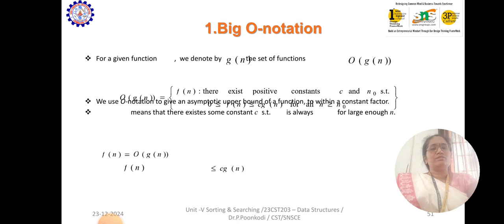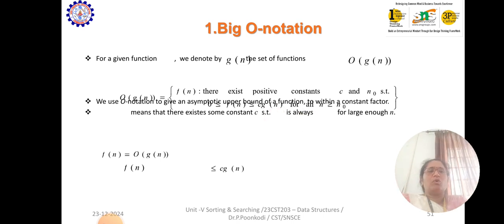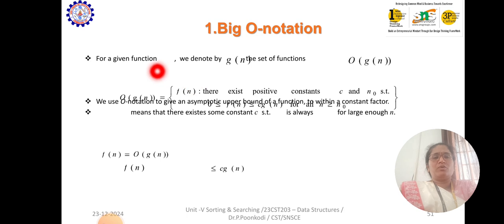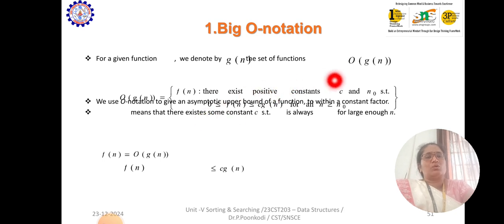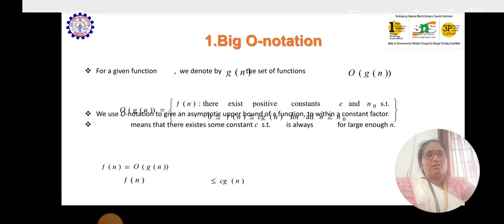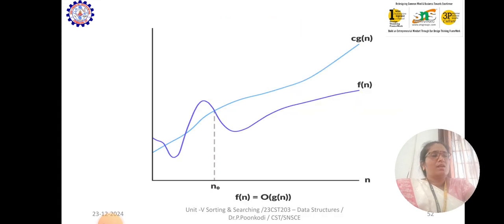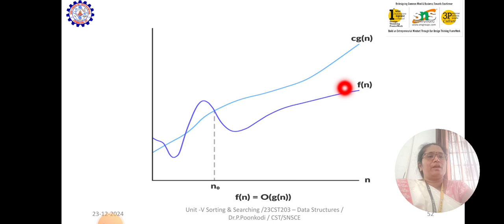The big O notation is represented like this. For a given function f of n, with a generated function g of n, we use the set of functions called big O of g of n. This is the graphical representation. This function f of n is the given function. Then c into g of n is a function generated through the common boundary values.